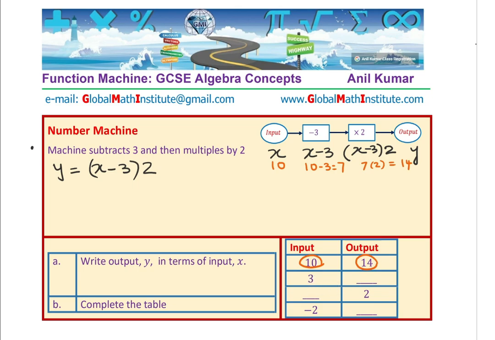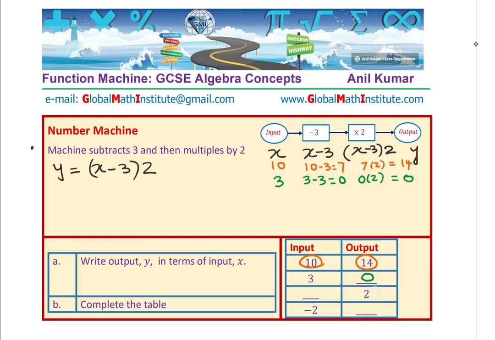So let's change the color. And if 3 is the input, then what happens? You can always pause the video and answer this question, right? Let's continue. If 3 is input, we have to subtract 3 first. Doing that, we get 0. And multiplying 0 by 2 gives an output which should be what? Just 0, right? So that 0 we are going to write here to complete this row in the table.